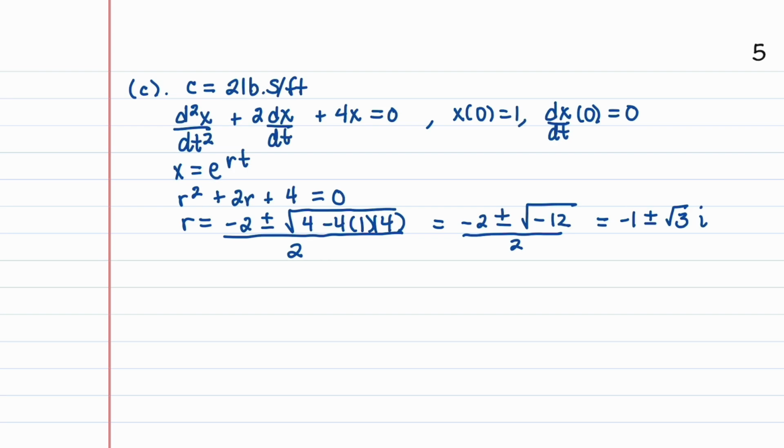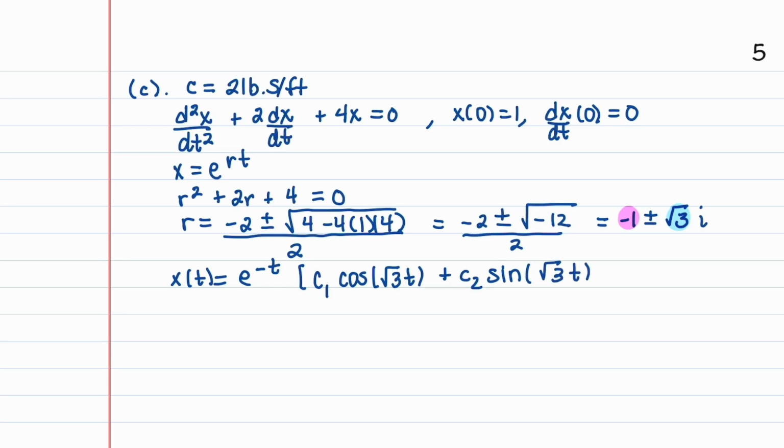When we have complex roots, our solution looks like this. It's x of t is equal to e to the minus t. That comes from that part of the term right there. And then we're going to multiply this by c1 cosine root 3t. That comes from that piece right there, plus c2 sine root 3t. Let's go ahead and highlight this. And now we can find c1 and c2.